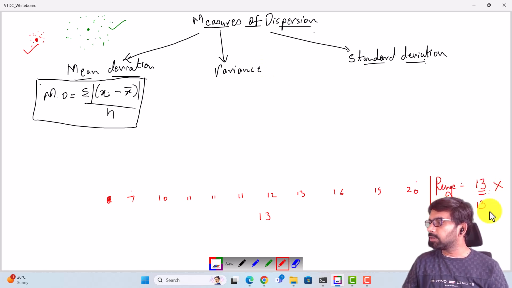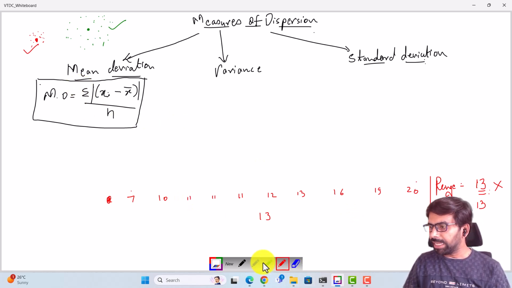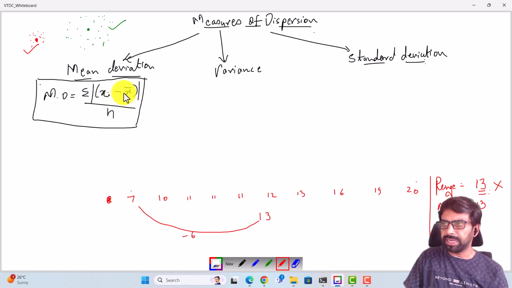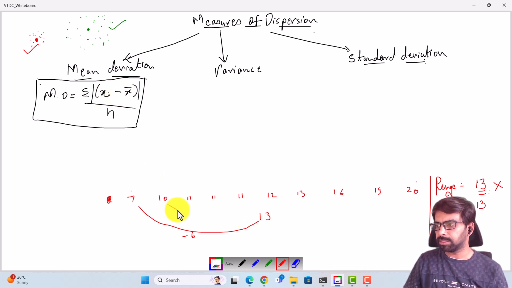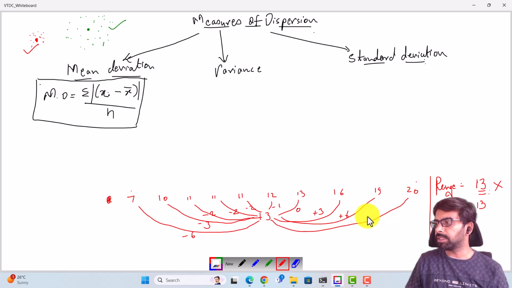Now range is equal to 13, mean is equal to 13, simple as that over here. Now what I want to calculate in mean deviation is I calculate the deviation of every term with the mean. Here the deviation comes out to be, let's say, the term minus the mean, that is 7 minus 13, which is minus 6. Here it comes out to be equal to minus 3. Here it comes out to be minus 2, minus 2 again, minus 2. This is minus 1. This is no deviation at all. This will be equal to plus 3. This will be equal to plus 6. And this will be equal to plus 7.